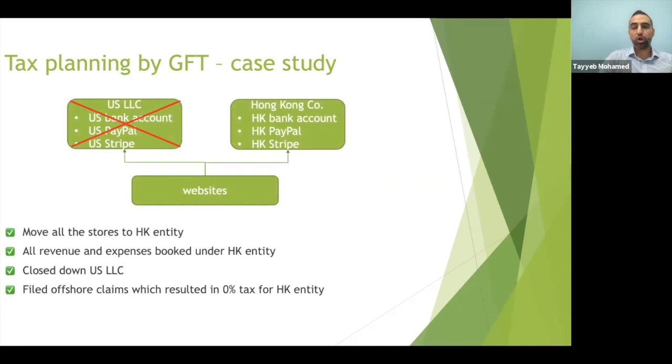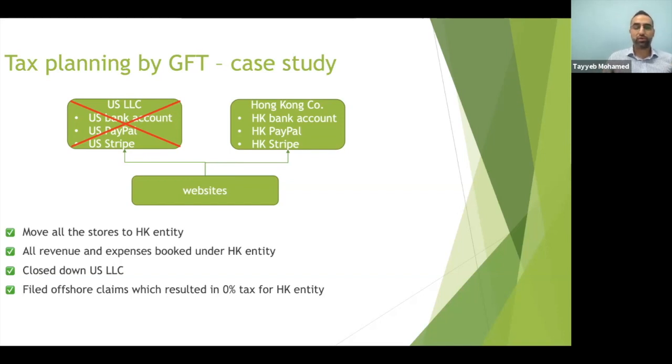We move all the stores under the Hong Kong entity. Given that he was a non-US citizen, we don't see a bigger benefit. So after discussion, he agreed that he does not want to rely on the US LLC anymore. So all the stores were moved to the Hong Kong entity. Now all the revenue and expenses were booked under one Hong Kong entity.